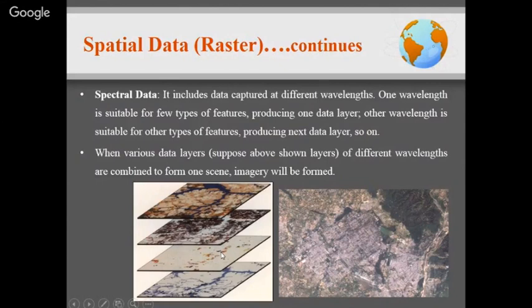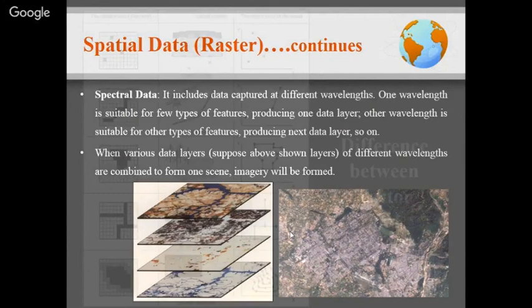And when various data layers of different wavelengths are combined to form one scene, imagery is formed. And I am taking this example to show you because imagery has a raster representation of the spatial data. Now, this is a satellite imagery which shows you the coverage of an area. And when you take up these different layers, these could be layers of different features. One could be for water, one could be for forest, and so on and so forth. But yes, the representation is surely in the form of raster.